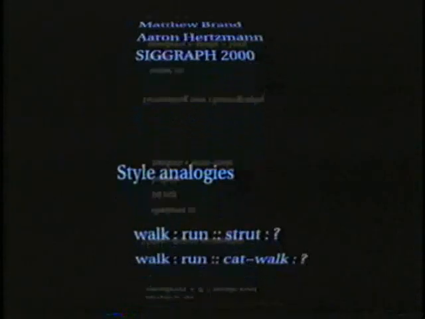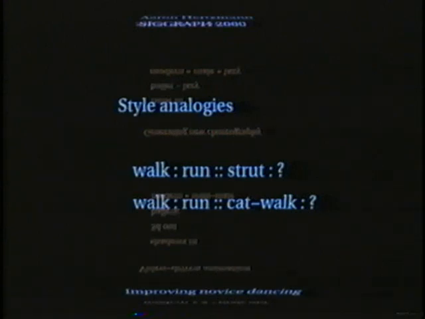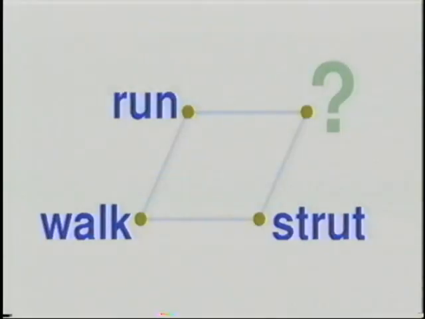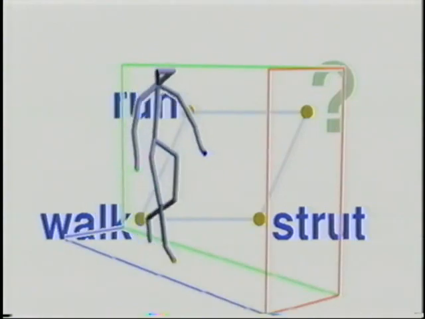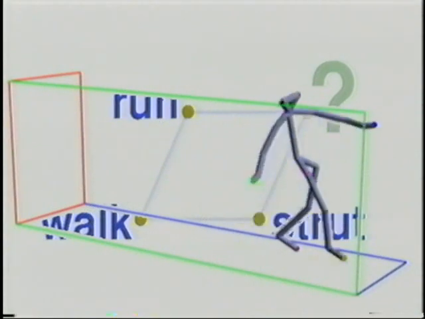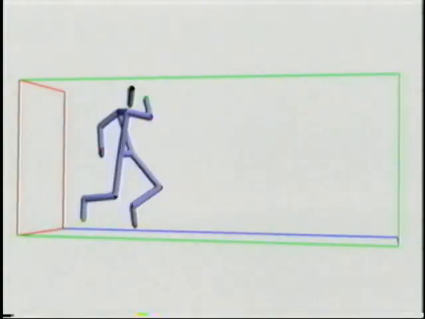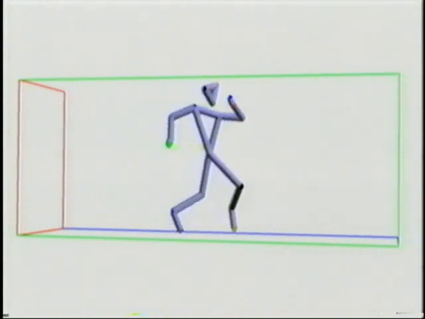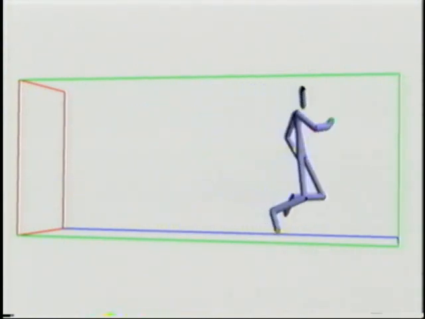We begin with some style analogies. For example, walking is to running as strutting is to what? We solve these analogies by completing the parallelogram on our learned style manifold. Here are the three given corners: walking, strutting, and running, which the style machine resynthesizes as a strutting run that looks like high-speed skanking, a dance form.